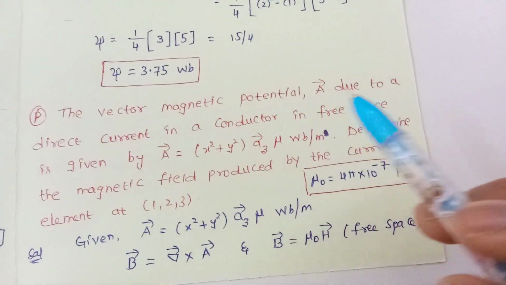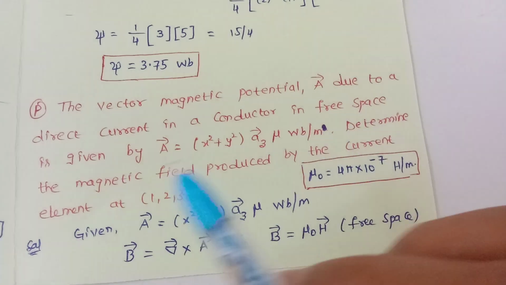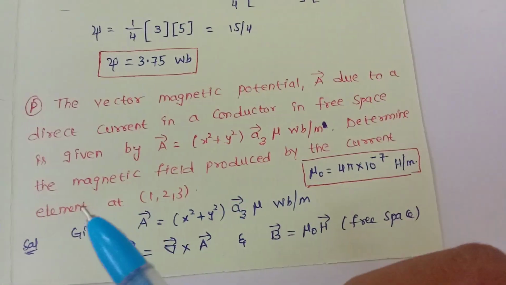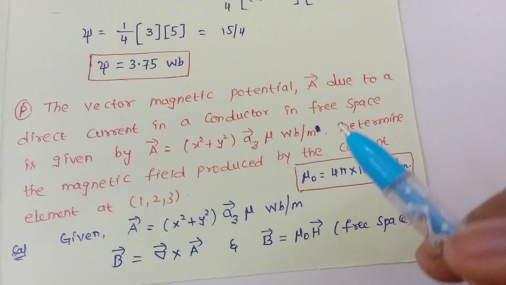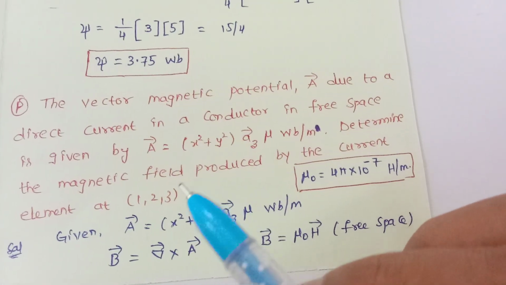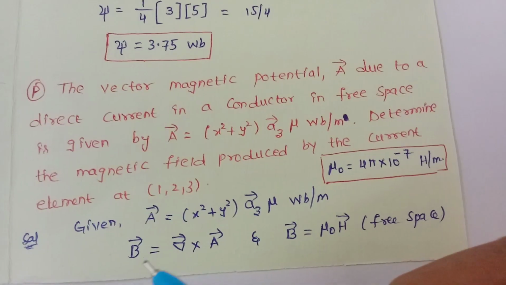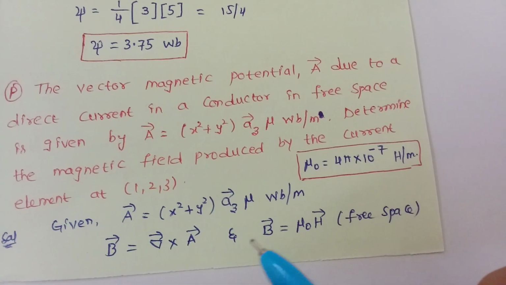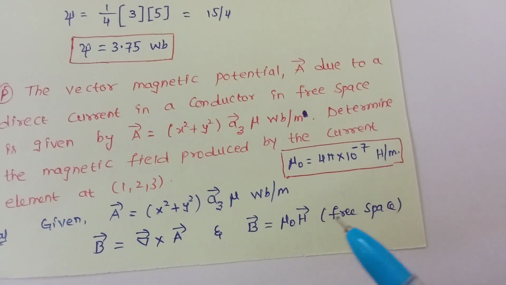The vector magnetic potential due to a direct current in a conductor in free space is given by this. Determine the magnetic field produced by the current element. They said to determine the magnetic field produced. That means you have to find out the H bar at this point. We know that B bar is equal to del bar cross A bar, and B bar is equal to mu naught into H bar for free space.